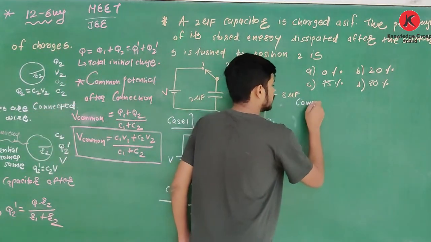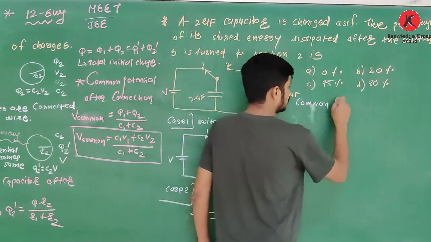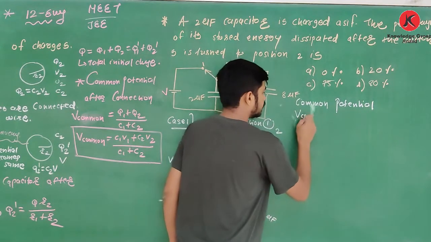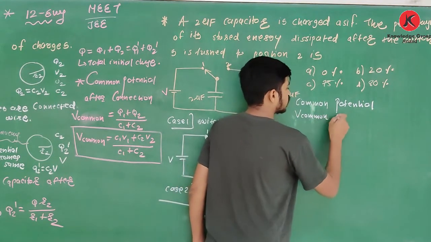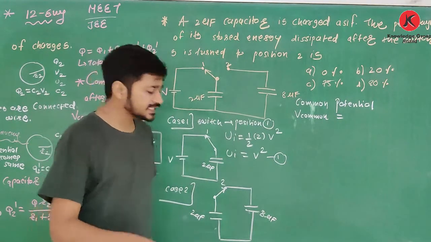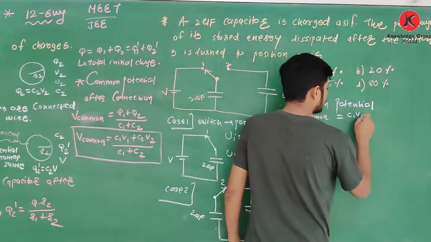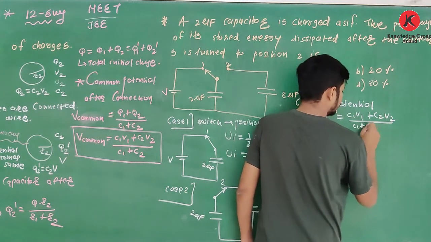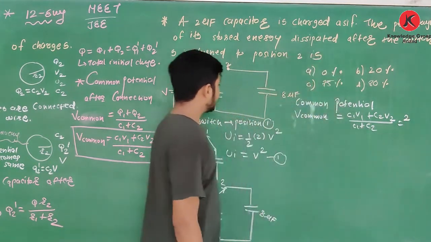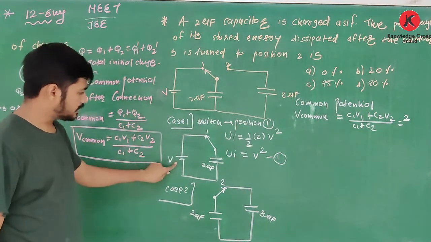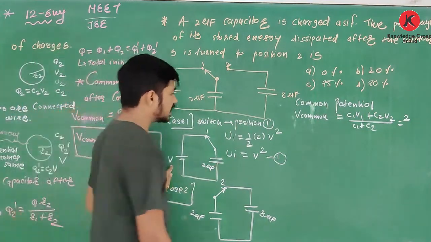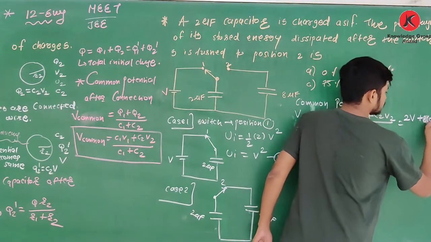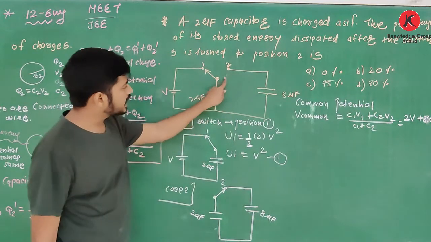So common potential V common is equal to, what is the equation? Yes, the equation is C1 V1 plus C2 V2 upon C1 plus C2. C1 is 2. Initially this capacitor C1 is charged by V. So it is 2V plus C2 into 0, because it is not connected in the circuit.